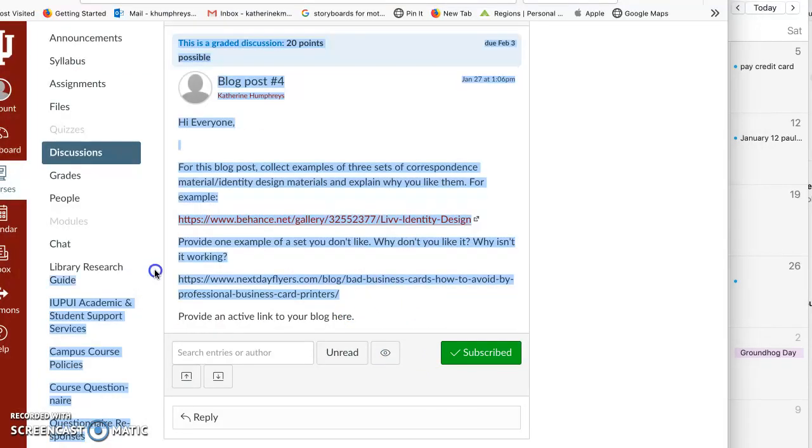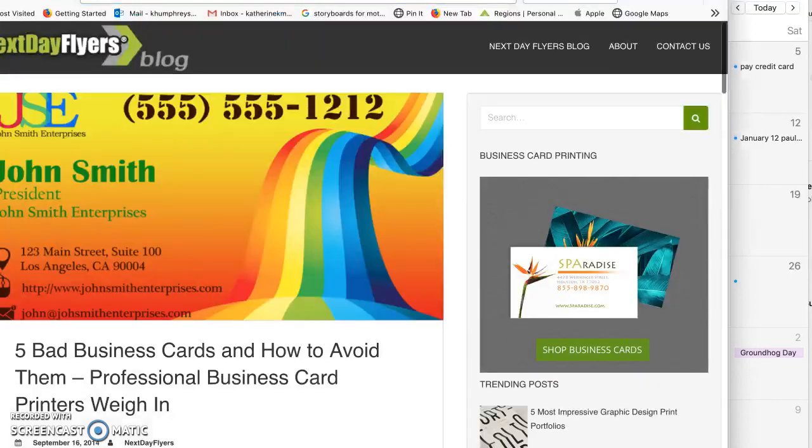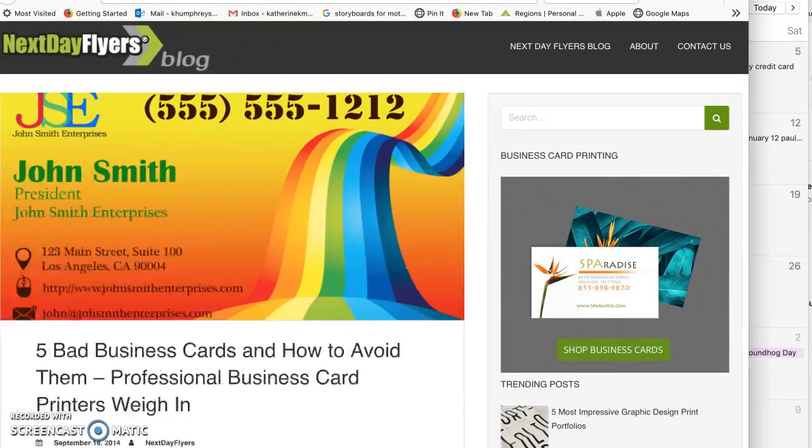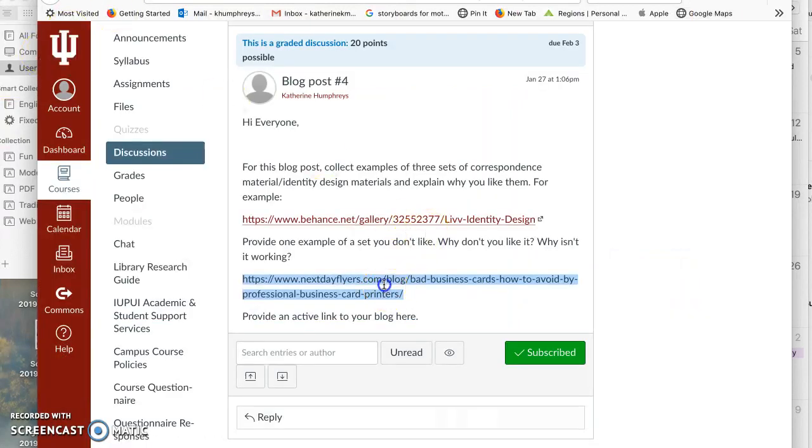Also, find examples of ones you don't like, and for both of these, explain why you feel that they work or don't work. Just don't say "I like it, I don't like it." This is all over the place. I could talk about it for a half hour. I won't. So that's what's going on for this week.